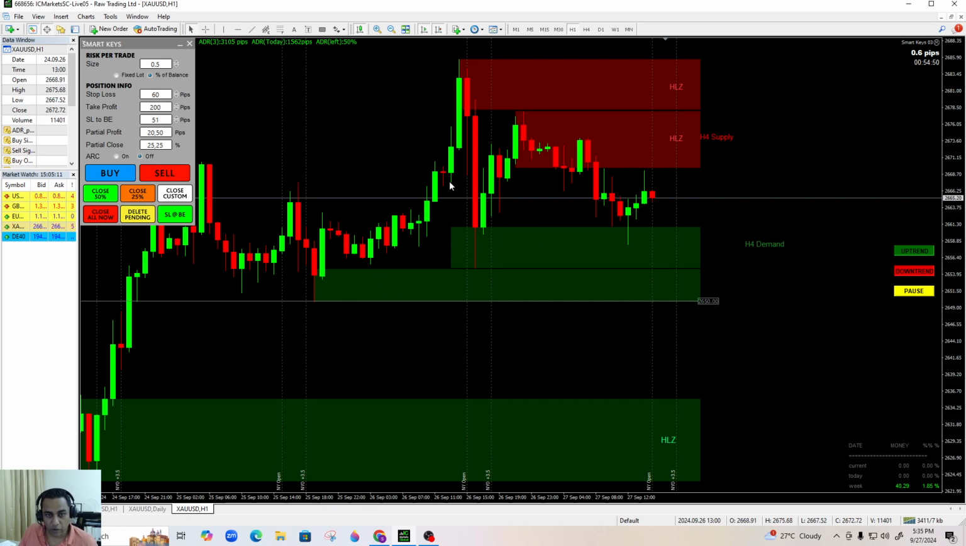Okay, this move out took out that demand there, and this demand here, right? This drop, basing candles, and rally. So three demand levels it took out. So we're going to mark that a high liquidity zone.